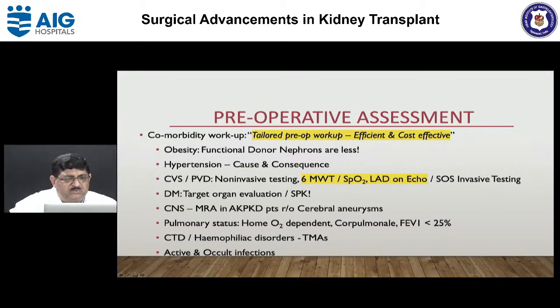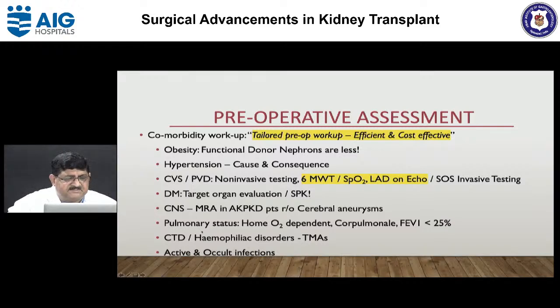We need to look for other causes like peripheral vascular disease, diabetes mellitus, and CNS evaluation, especially if the patient has underlying adult polycystic kidney disease, then cerebral aneurysms are quite common, and these patients may sometimes need MR angiography before surgery to risk stratify. And if the aneurysm size is more than 6 to 7 millimeters, then they need clipping before surgery.